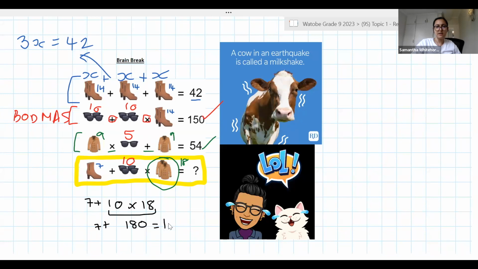Well done. Okay, guys, exactly as Tato has said, very importantly, we first start with the multiplication because of BODMAS. So we do 10 times 18, that gives us 180, and then we add the 7, giving us a final answer of 187.